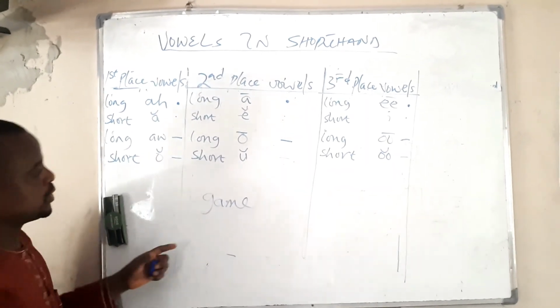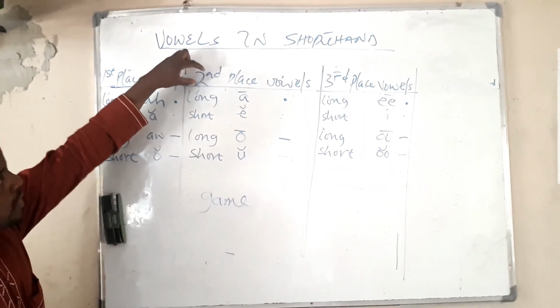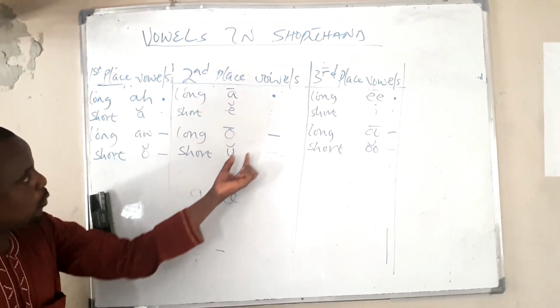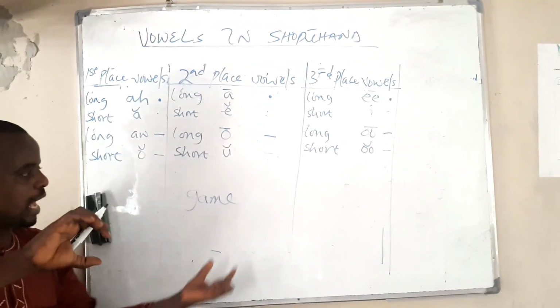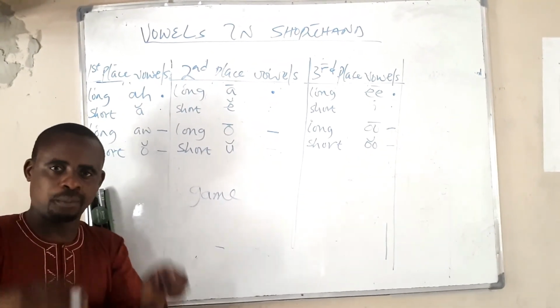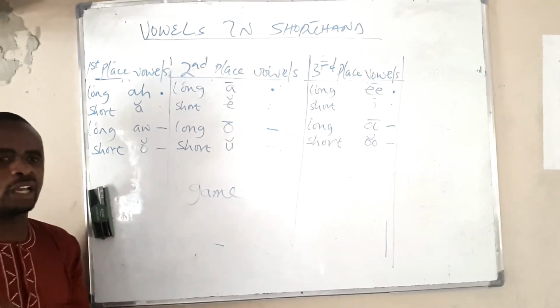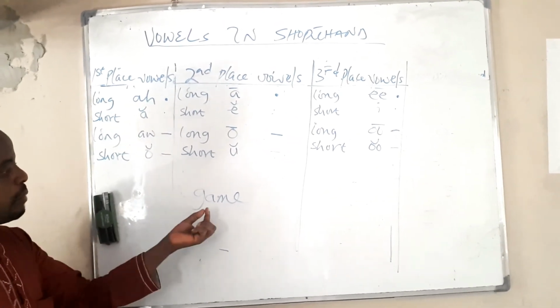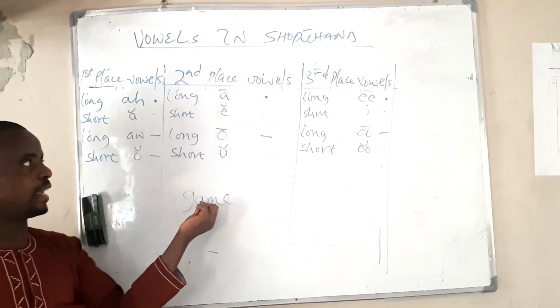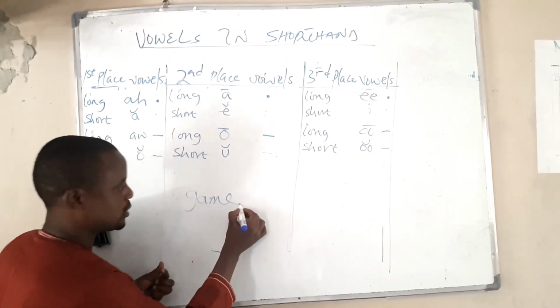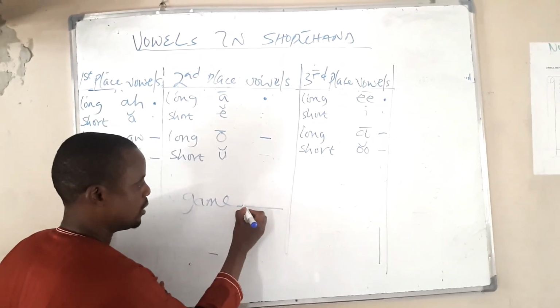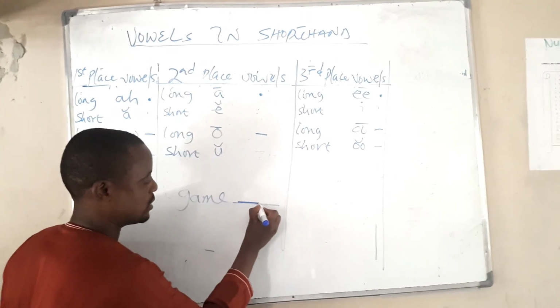Girl. Now, for second place vowels, any word with a second place vowel, the outline should rest on the line. This means that you write your outline on the line, because the first vowel in this word is long A. You just write it like this. Girl. This is G, then this is your M.